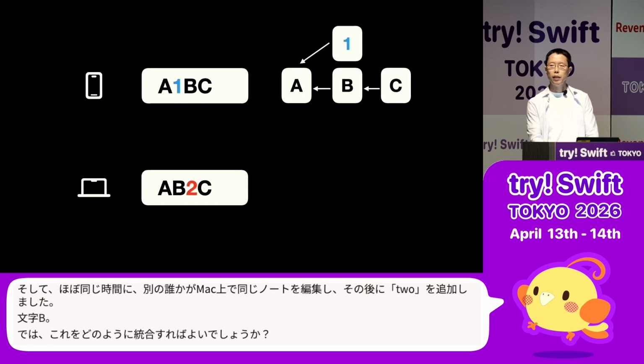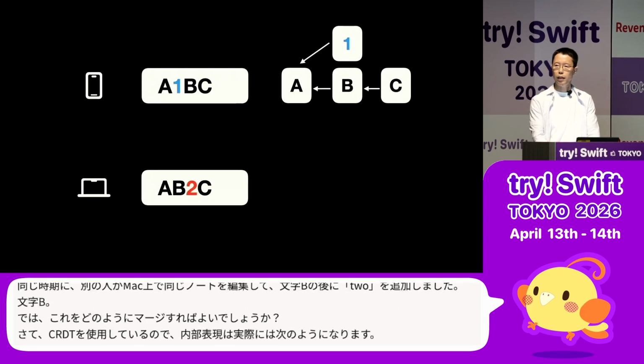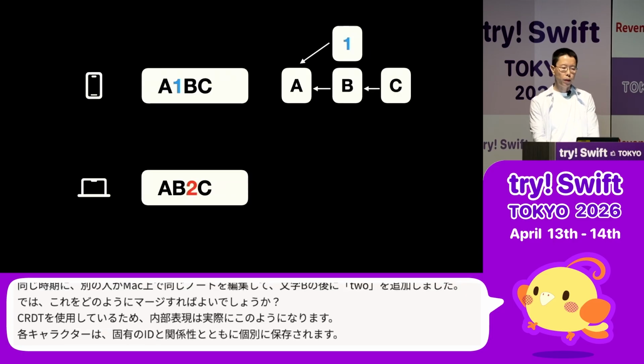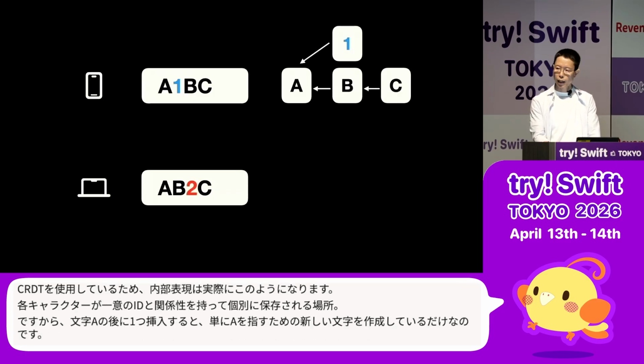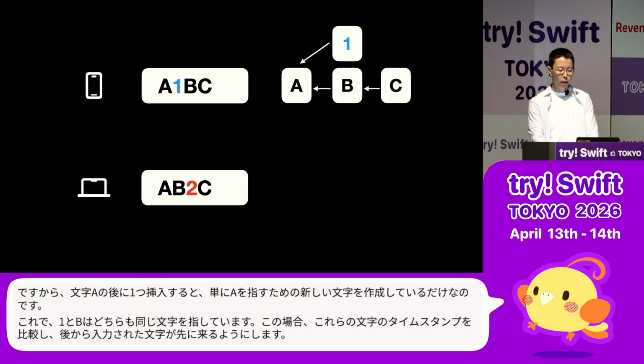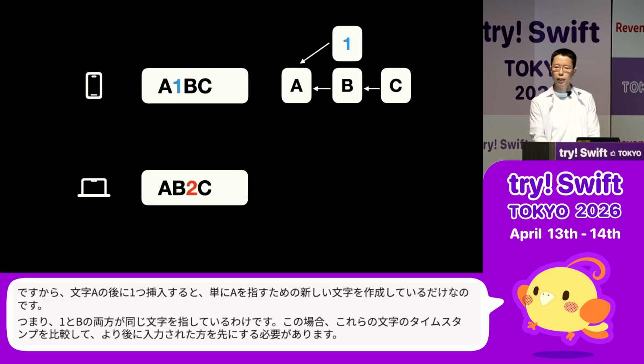Well, since we're using CRDT, the internal representation actually looks like this, where each character is stored separately with a unique ID and relationship. So when you insert 1 after the letter A, you're simply creating a new character that points to A. So now 1 and B both point to the same character. In this case, you compare the timestamp of these characters, and whatever was typed later should come first in the ordering. So this data representation at the top right will translate to A1BC.